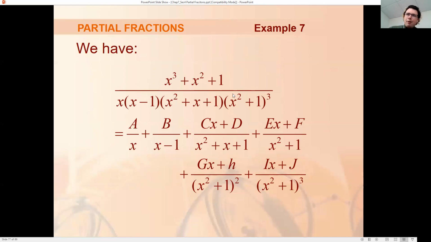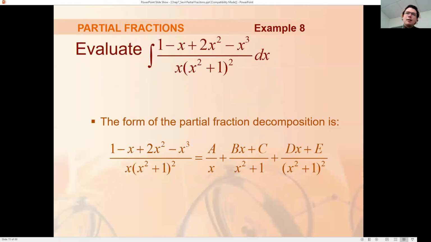For the new stuff, my quadratic here, x squared plus 1 cubed, third power, I'm going to need 3 more partial fractions. One of them has a denominator x squared plus 1. One of them has a denominator x squared plus 1, which is then squared. One of them has a denominator x squared plus 1, which is then cubed. Now, that would be the decomposition.